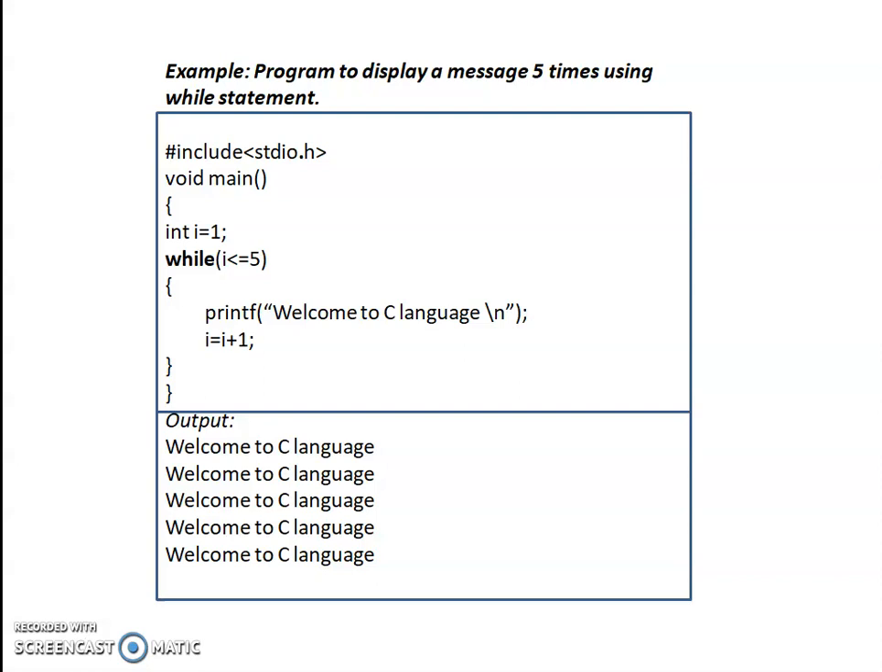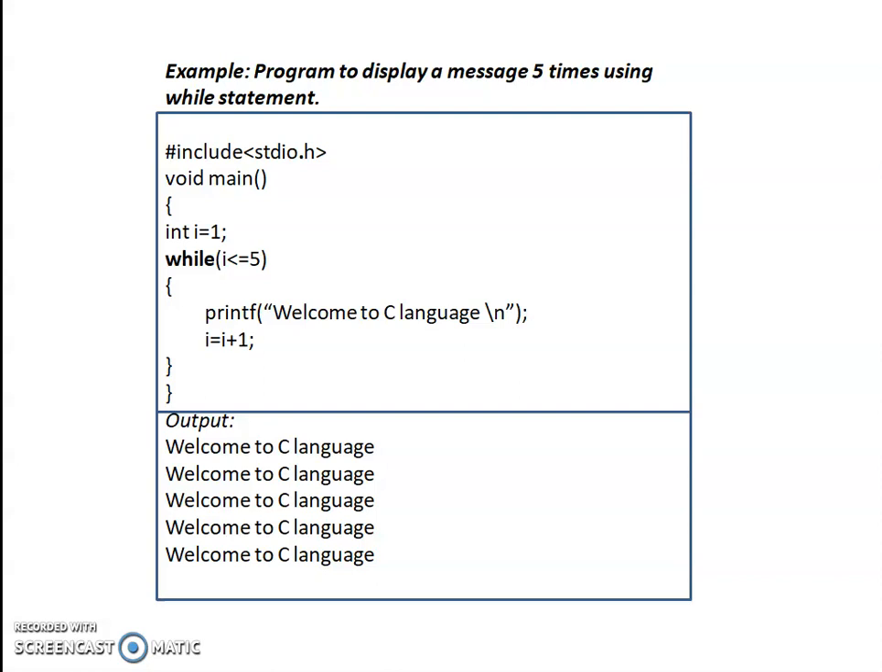So it comes inside and prints "welcome to C language" once. The next statement is i = i + 1, that is, you are updating the variable value. What was the present value? It was 1. Now i = i + 1 means it is going to be 2. So again it goes back to the while condition and checks while 2 is less than or equal to 5.